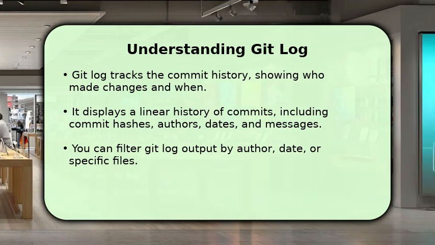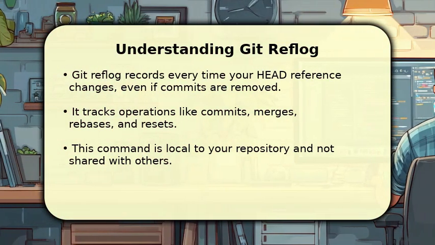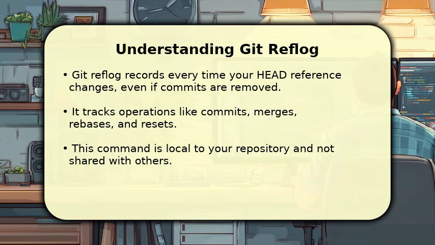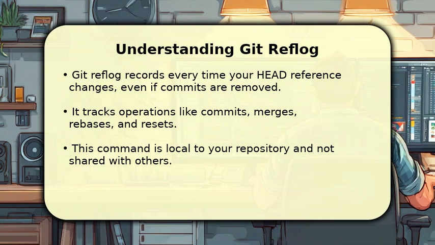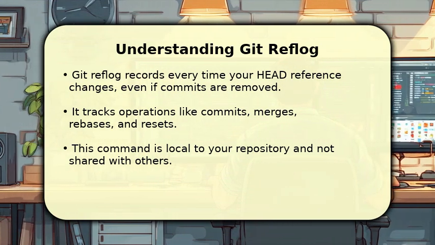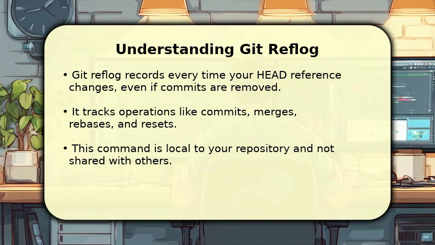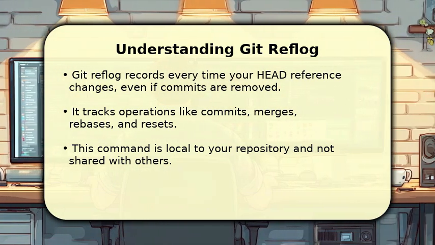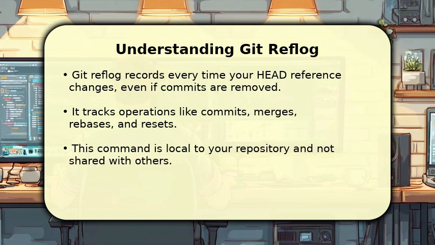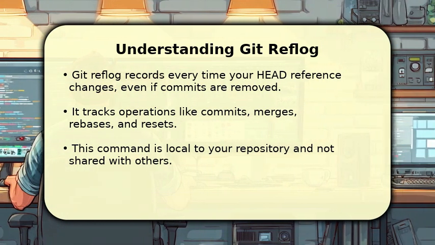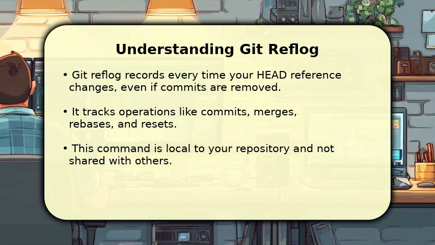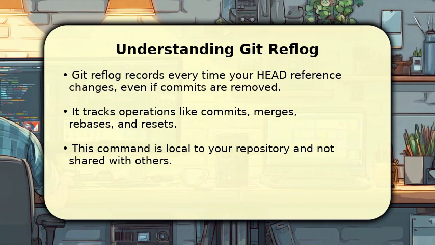main codebase. Git reflog, in contrast, is a personal journal of your local repository's activity. It tracks every single operation that modifies your head, even if those changes aren't part of the main commit history. This includes actions like rebasing, resetting, or even amending commits. It's a powerful safety net, allowing you to recover seemingly lost work by showing you exactly where your head was at any given point in time.